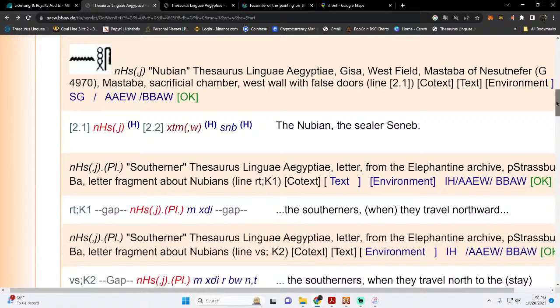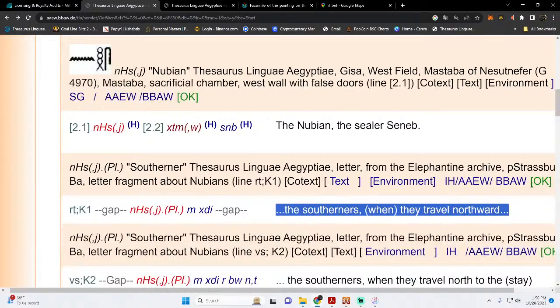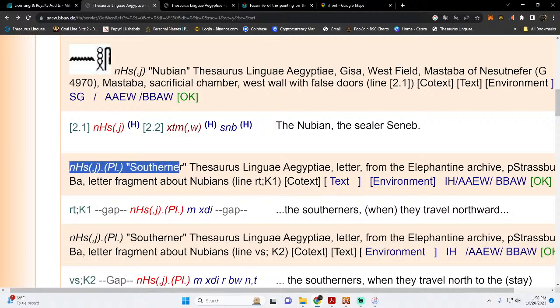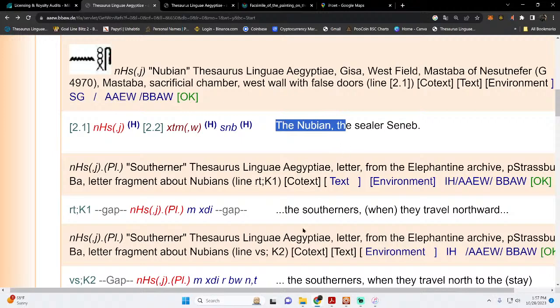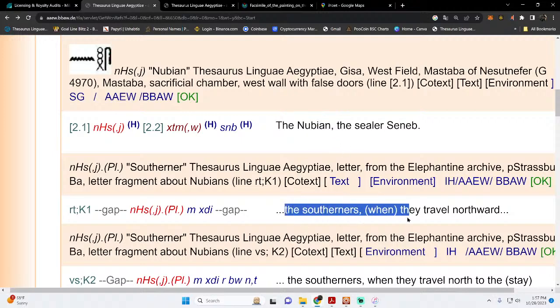Because the context of the phrase here is the Southerners when they traveled northward, still in the Old Kingdom. It's not the Nubians when they traveled northward. And I say this is the context that we should use in order to understand ancient Egypt completely. To translate Nehesi as Southerners, as they switched up from right here, is the same word, Nehes. But right here, Nubians. And right here, Southerners, because they have it in juxtaposition to northward.